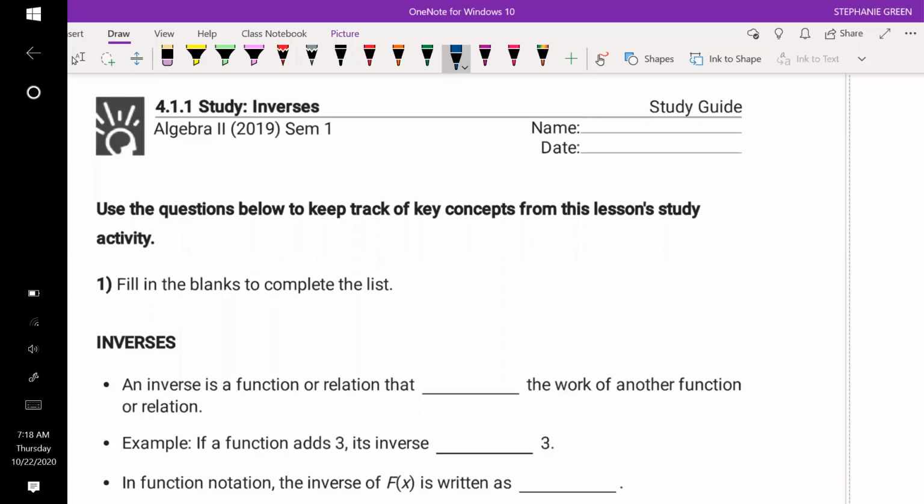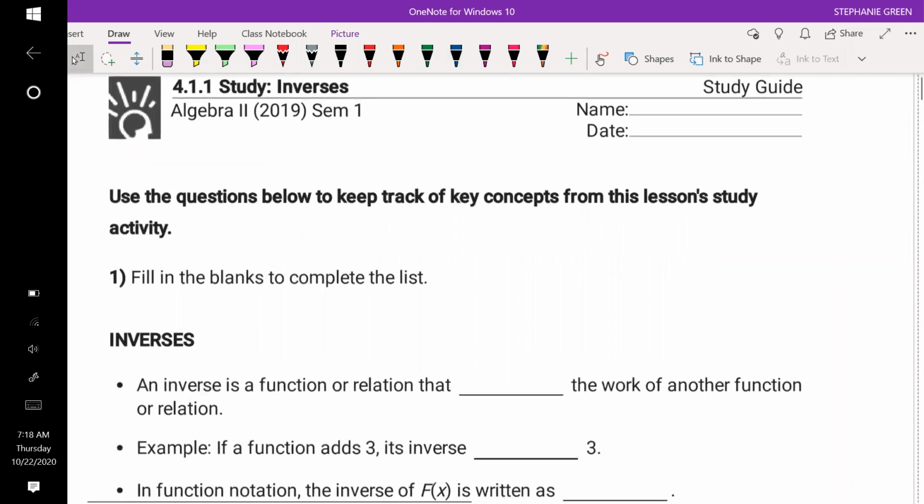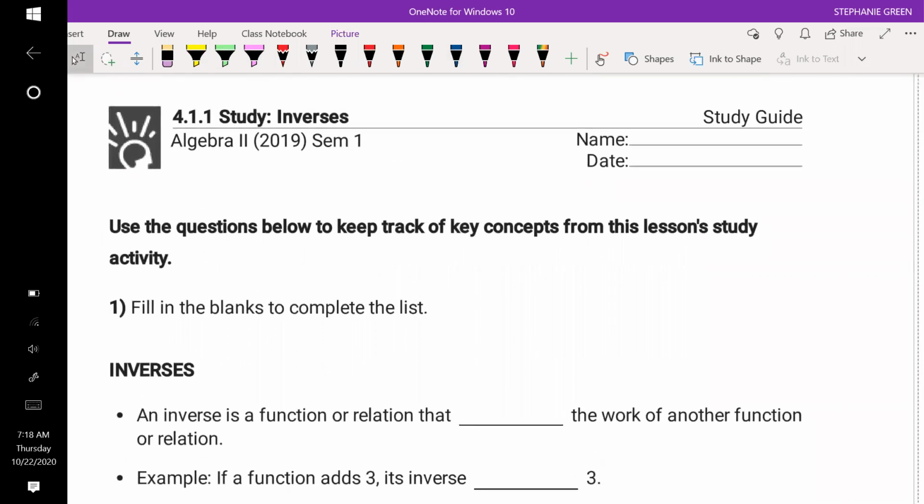Alright, so in this lesson, we're going to talk about what an inverse function is and how we can find it. This study guide is on Google Classroom. It's attached to the same assignment as the agenda.